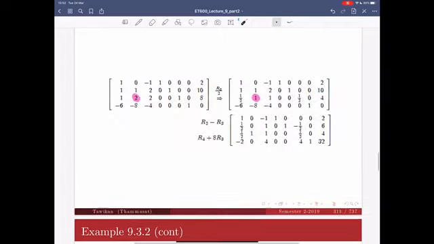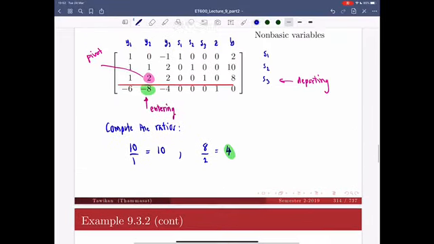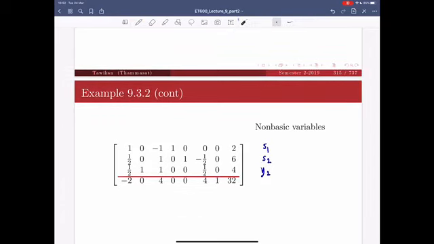So the non-basic variables are now S1, S2, and the entering variable was Y2, so Y2 goes there. We haven't reached the maximum value of Z yet, but at this step, you have the value of Z as 32, but it's not the maximum yet because you still have a negative entry in the bottom row.